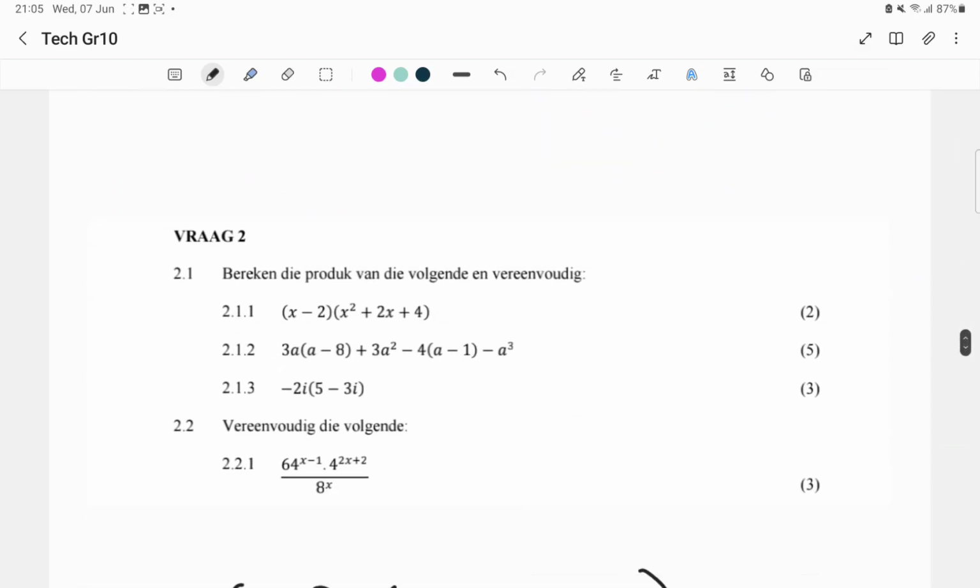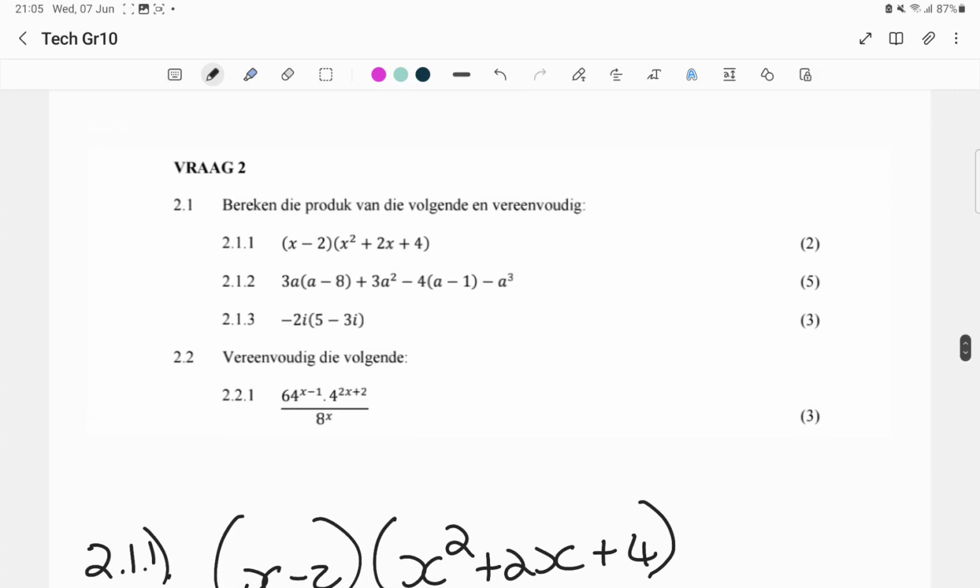Question 2 is all about simplification, working out your brackets, etc. The word vereenvoudig in Afrikaans means simplification in English, or simplify, which in other words means get rid of your brackets. I don't want to see your brackets anymore.